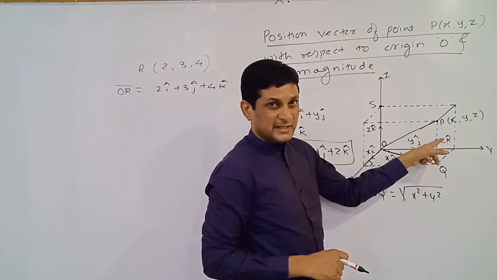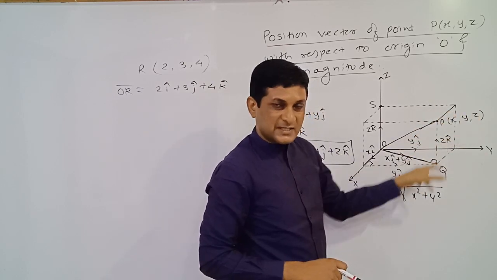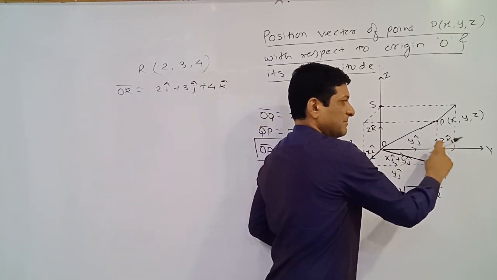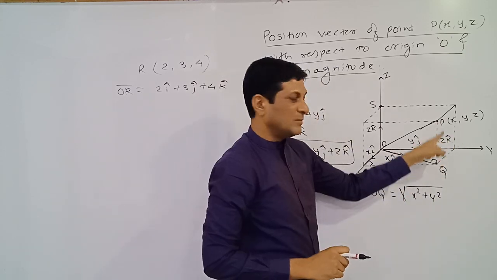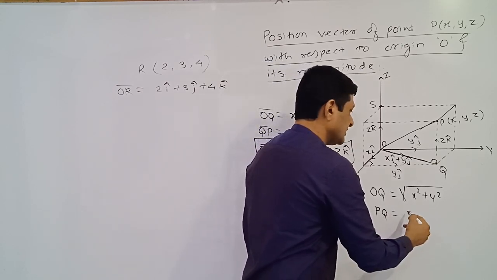Will be equal to z. From this z coordinate we can say that this length will be equal to z, its magnitude will be equal to z. Magnitude of this vector is how much? z. So here we can say that PQ is equal to z.